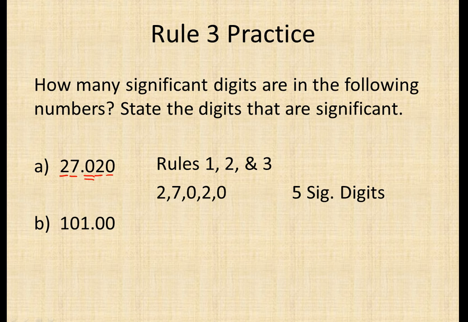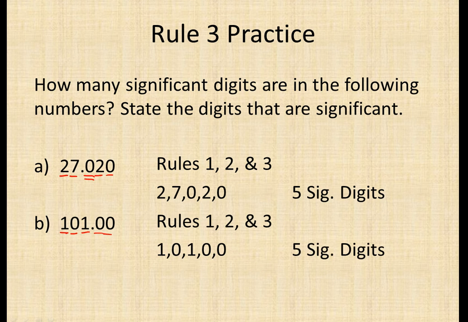In this second number, we have 1 and 1 as non-zero digits. We have our rule 2 with the 0 in between 2 non-zeros, and then we have these trailing zeros. So in this one, using rules 1, 2, and 3, we have 1, 0, 1, 0, 0, and we have 5 significant digits.